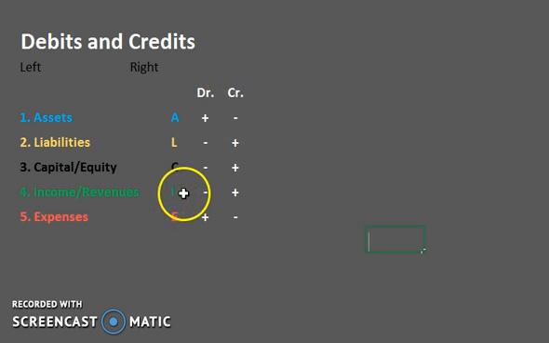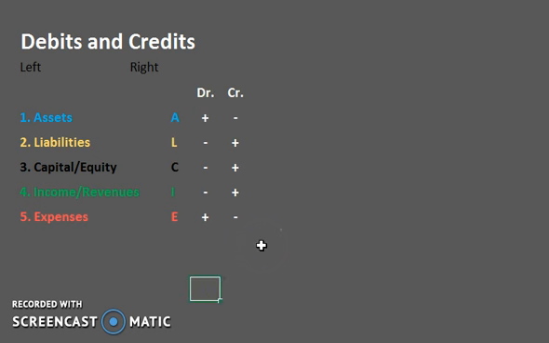For example, if an income account or a revenue account is increasing, then that would be a credit. If it's decreasing, then that would be a debit. So let's just practice one real quick. Let's say that I have an expense account and it is increasing. What would that be? So we have an expense account. It is going up, it is increasing. So I would have to debit the expense account.